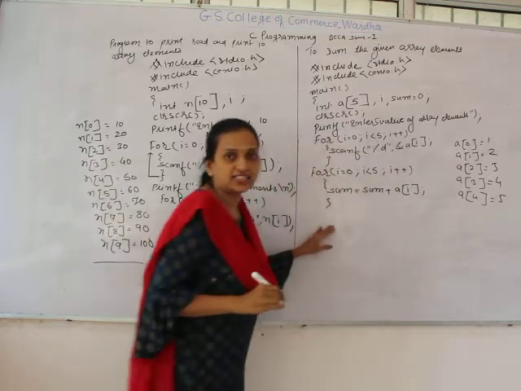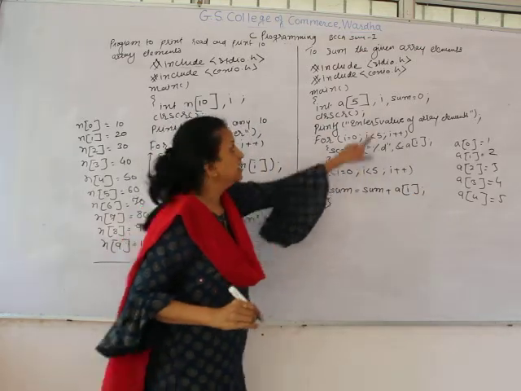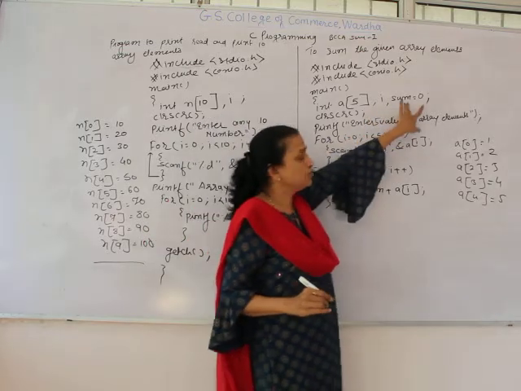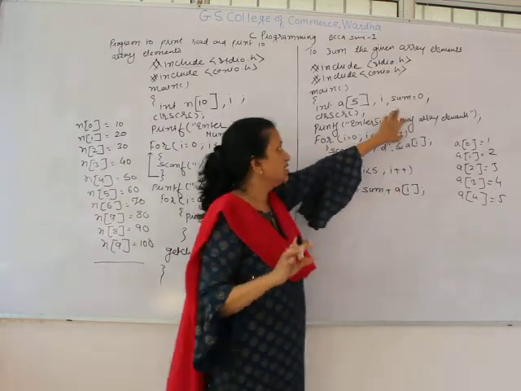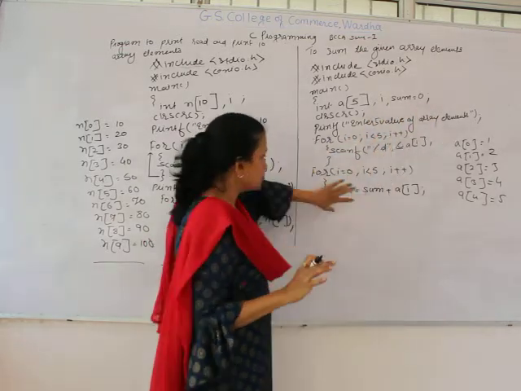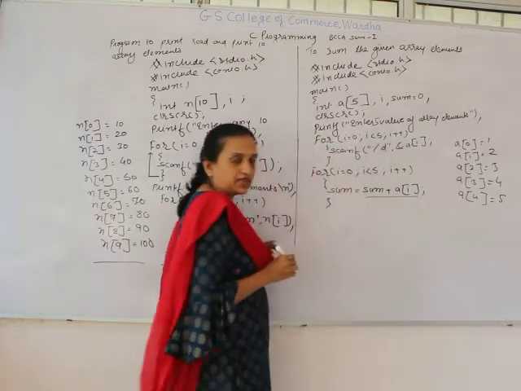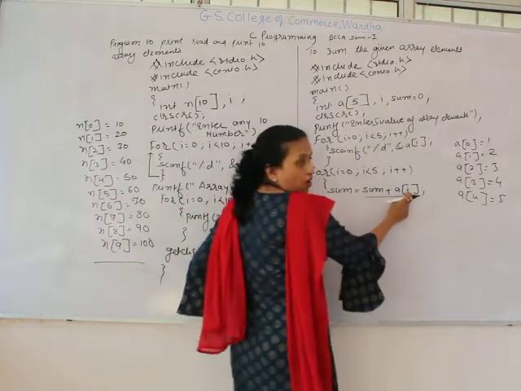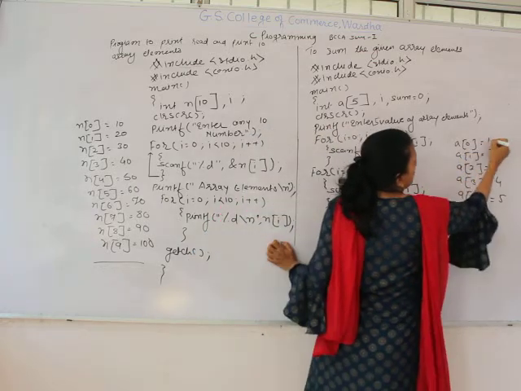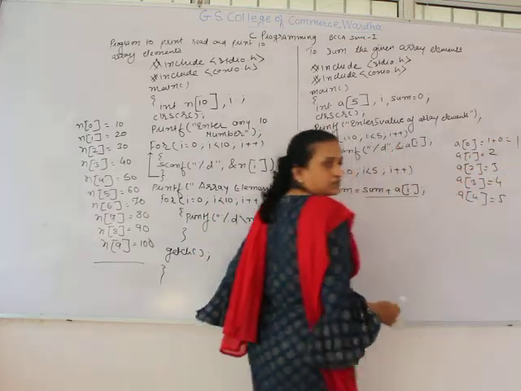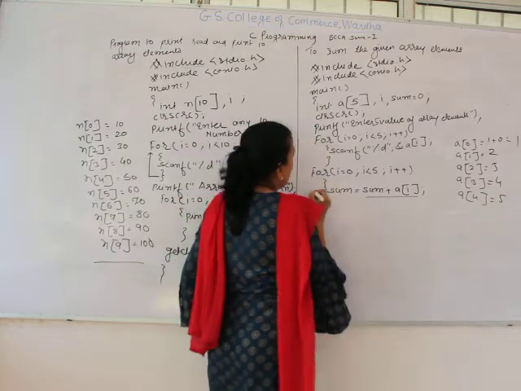Now how will it be executed? Here I am declaring a variable sum, which I initialized to 0. So first let's calculate this statement: sum 0 plus a[0], which is 1. So 0 plus 1, sum equals 1. So here sum becomes 1.